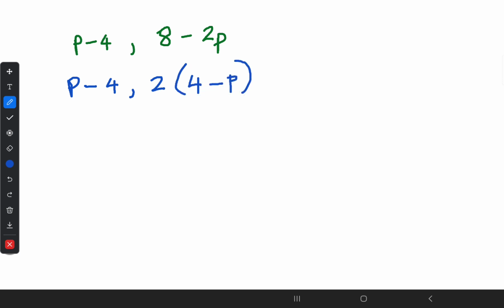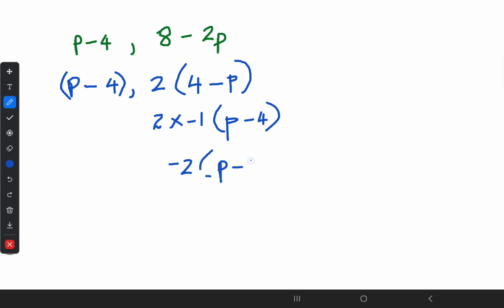4 minus p. Now look at this. Both of the expressions are having p and 4, but both of their directions were changed. So in this case, what do you have to do? p minus 4 remains the same. In here, you have to bring minus 1 as a common factor. So positive 4 divided by negative 1 will become negative 4. Negative p divided by negative 1 will become p. So it will become 2 times negative 1, negative 2 times p minus 4. This would be the factorization we have to incorporate while we need to find the LCM.